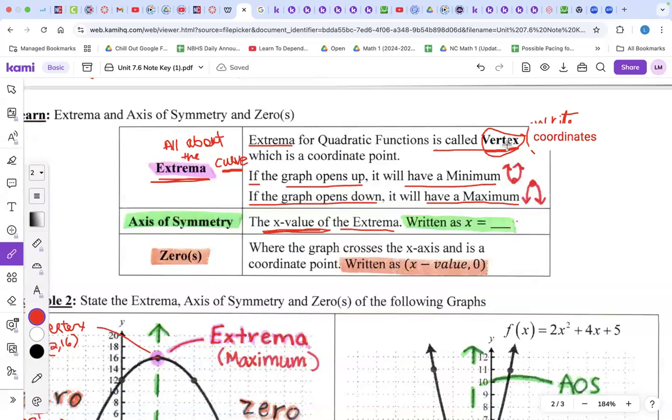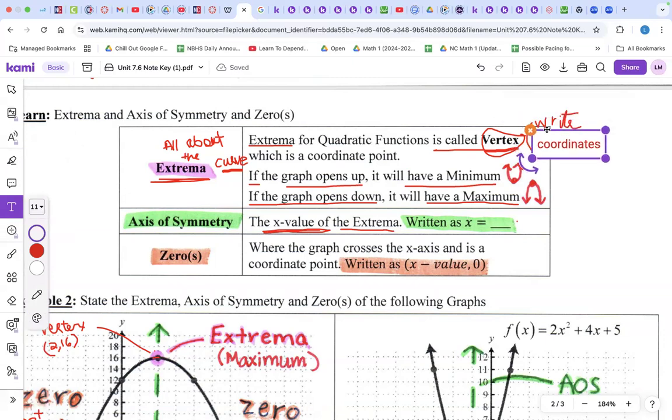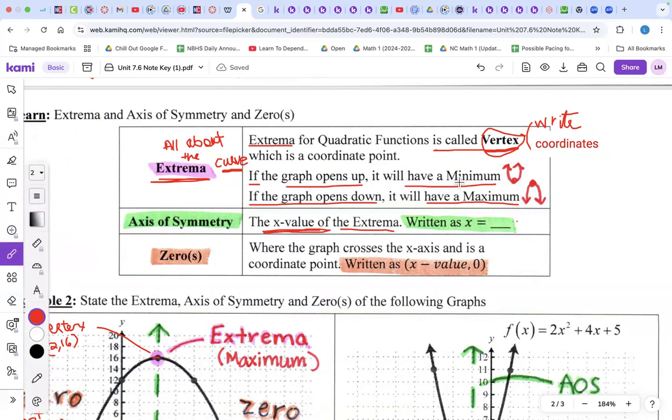And when you're dealing with the vertex, you're dealing with coordinates. We'll get into that in a minute. Now, your extrema, when we talk about it, the terms you're going to use will be minimum. If your parabola opens at the bottom, it's minimum. If your parabola opens at the top, well, that's called maximum.